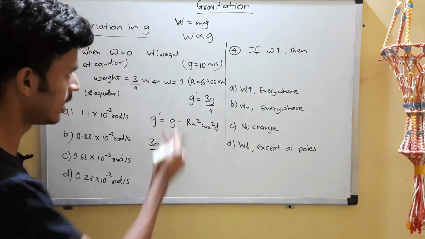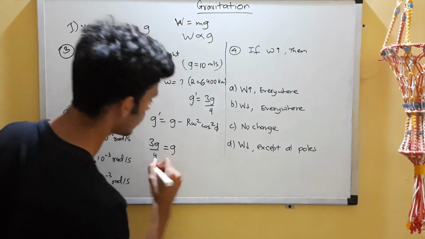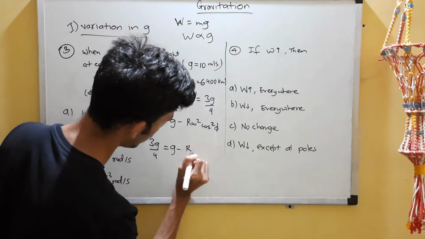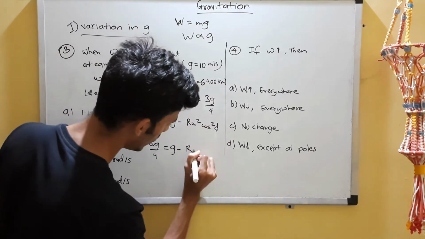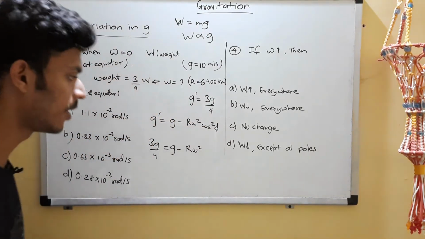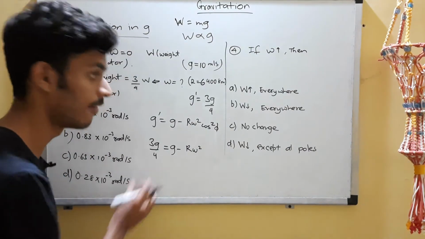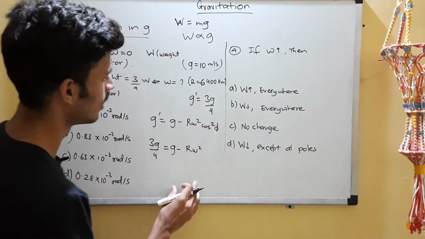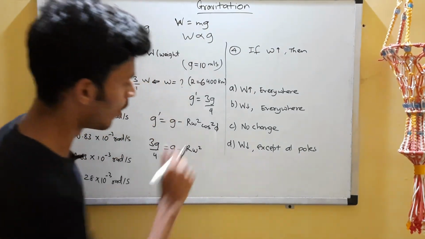Original gravity is g, the value is given but we'll substitute it later. Then we have r omega square, again r is given, we'll substitute it later. Omega square we are supposed to find. What is the omega when gravity becomes 3/4 or the weight becomes 3/4? So you can see the question over here as well. So now what about phi?